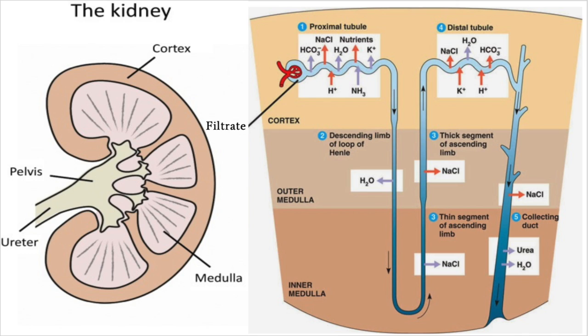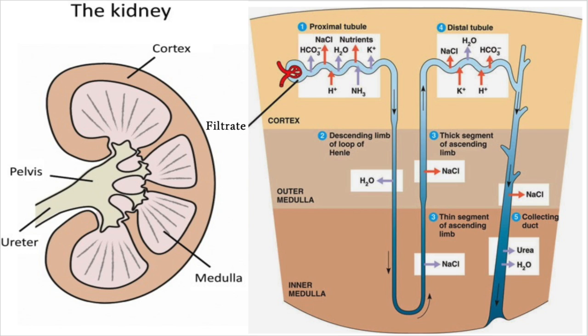a filtrate. These substances can include sodium chloride, potassium, bicarbonate, water, glucose, amino acids, or urea. However, red blood cells and large proteins should never be present. Following filtration, the proximal convoluted tubule works to reabsorb ions, water, and nutrients, all while removing toxins and adjusting the pH of the filtrate. The filtrate will then enter into the descending loop of Henle, where aquaporins will allow for water to pass from the filtrate into the interstitial fluid.